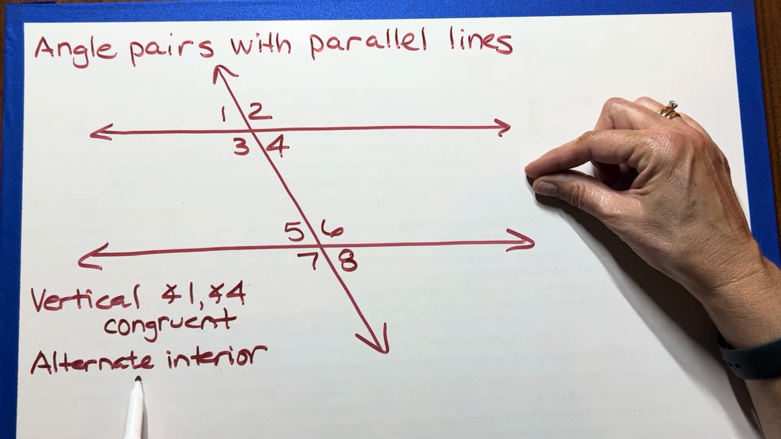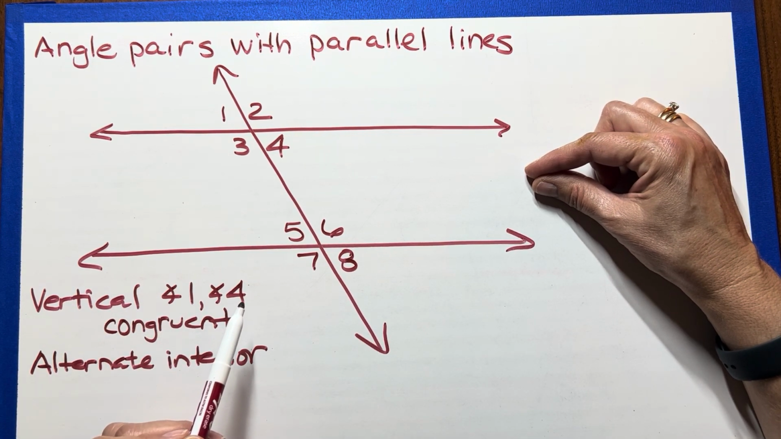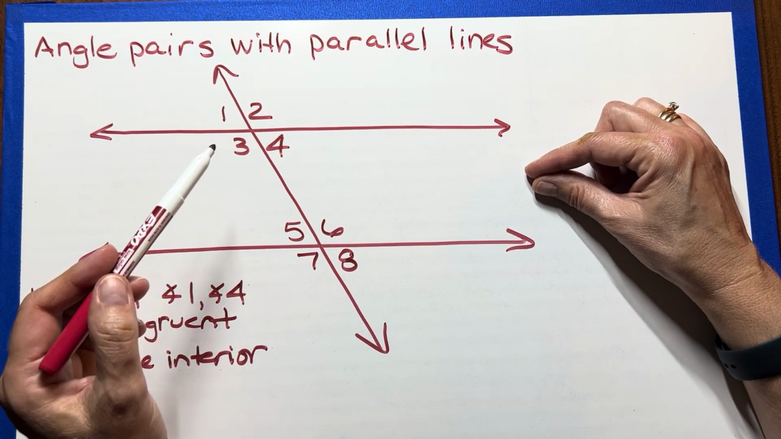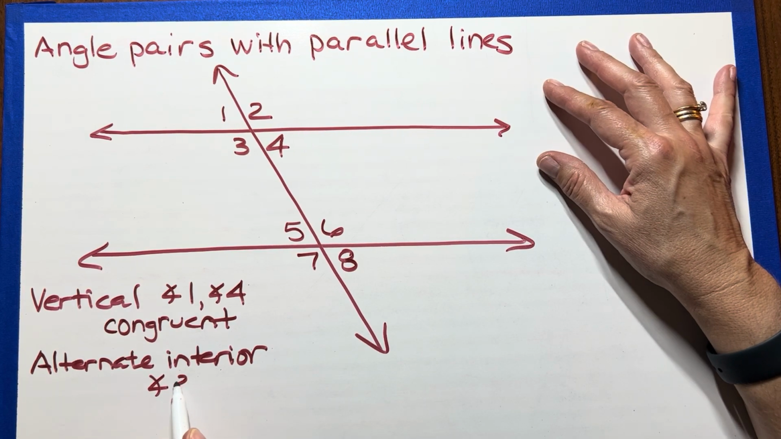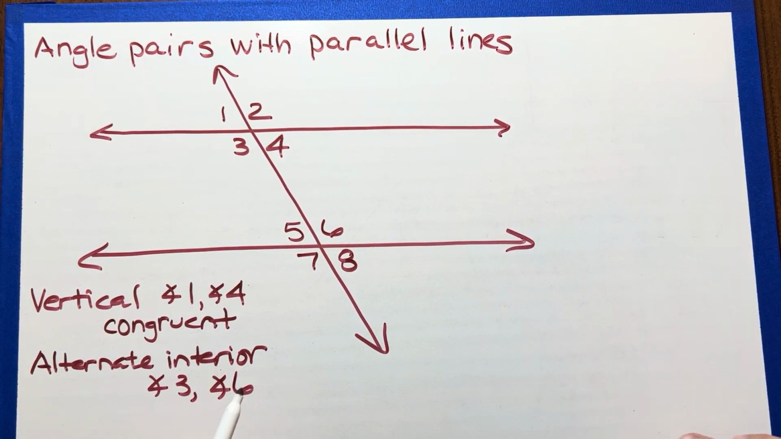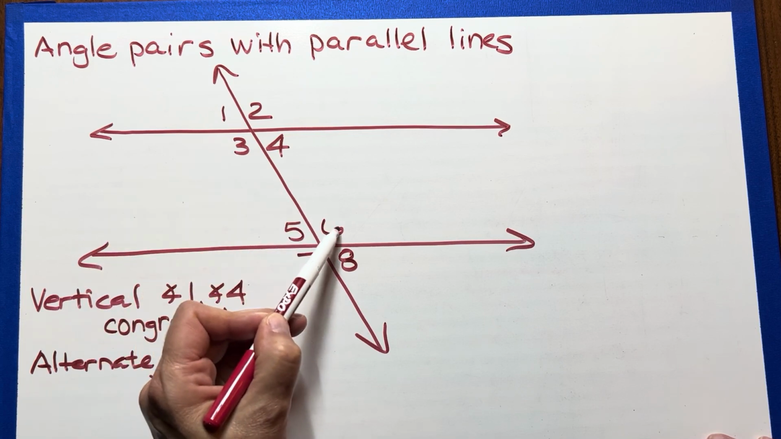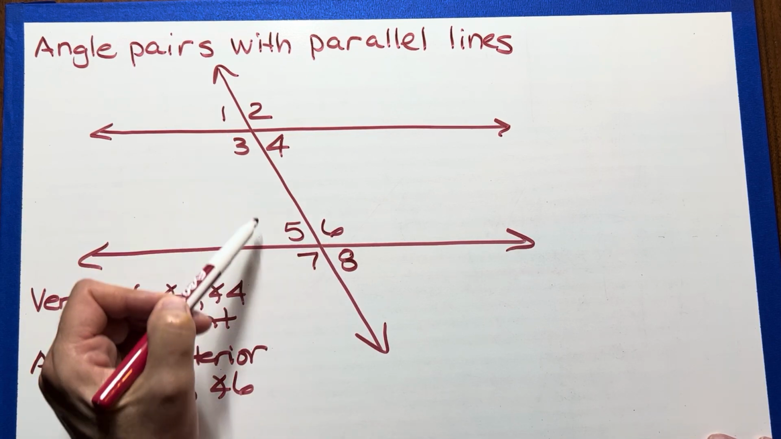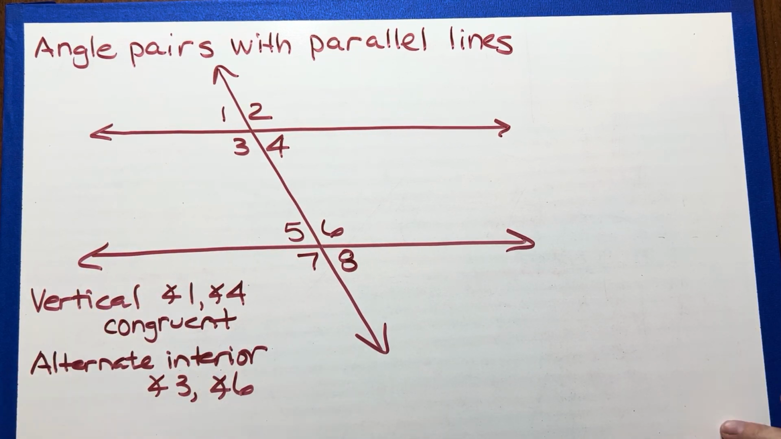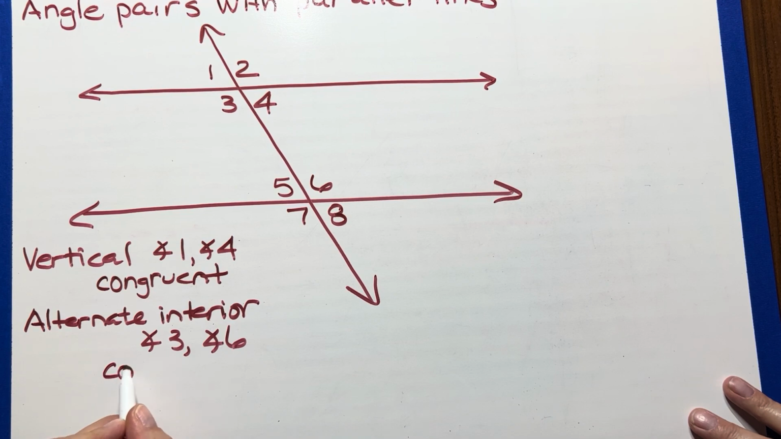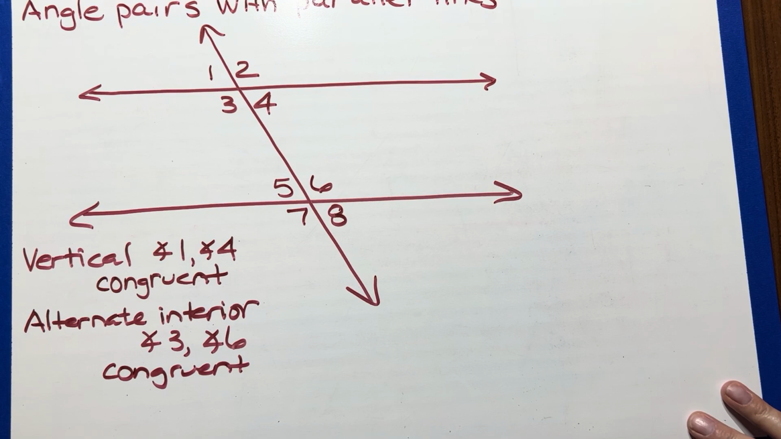Now, alternate means they are on opposite sides of the transversal. So in this case, one pair of alternate interiors would be angle 3 and angle 6. Opposite sides of the transversal, and they're between the parallel lines. So another pair would be angle 4 and angle 5. What we need to remember for these is that they are also congruent to each other. So whatever angle 3's measure is, same measure for angle 6.